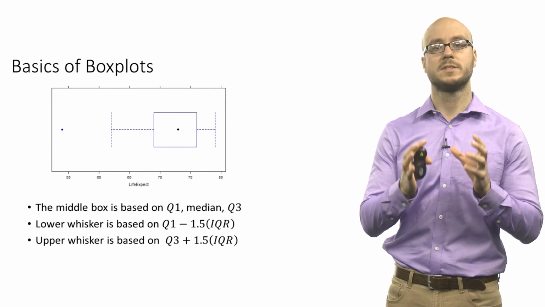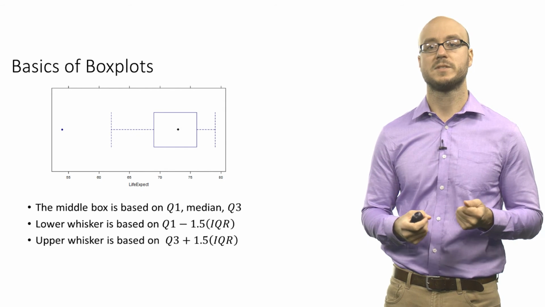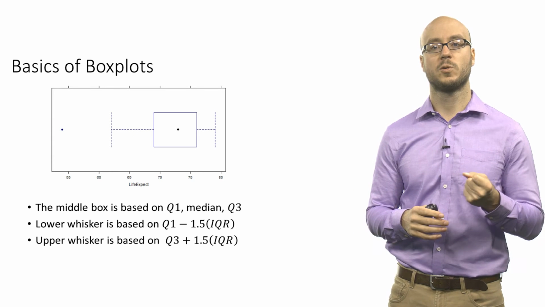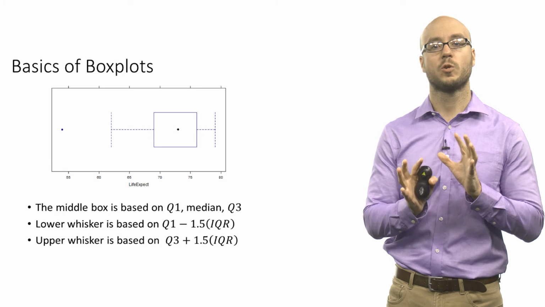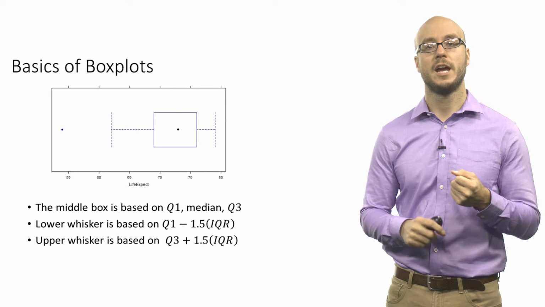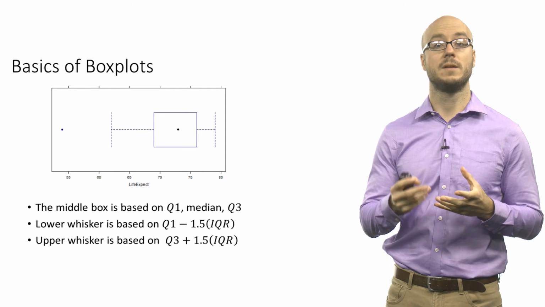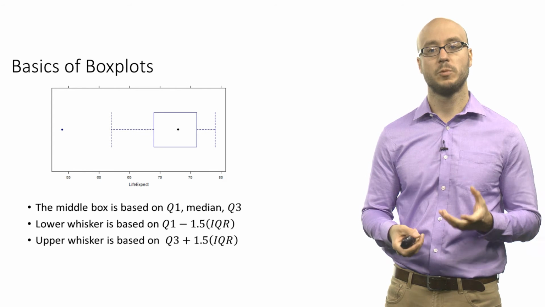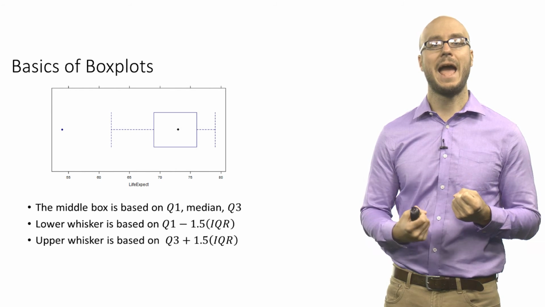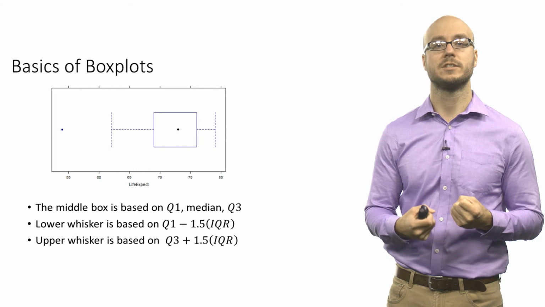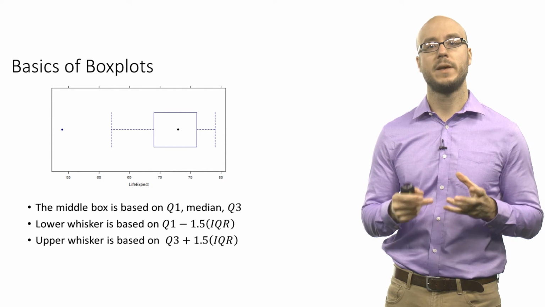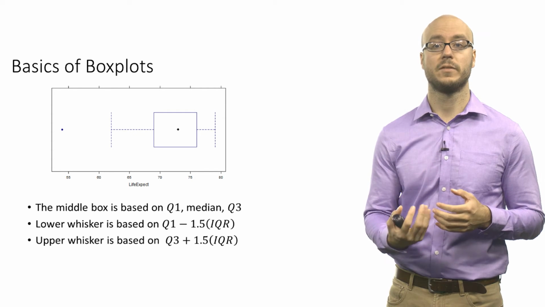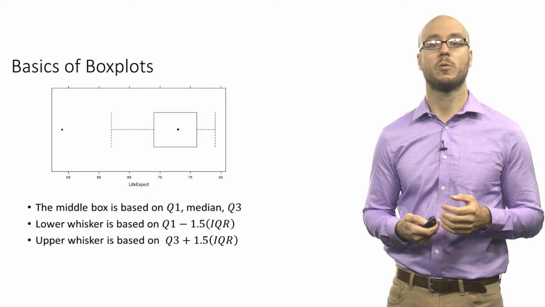The middle box in a box plot is based on the median, or the 50th percentile, and the first and third quartiles. The lower whisker is based on the first quartile as well as the interquartile range. You take the first quartile and subtract 1.5 times the interquartile range. The upper whisker is based on the third quartile as well as the interquartile range. You take the third quartile and add 1.5 times the interquartile range. So a box plot is really based on quartiles and the measures based on the quartiles, which are the median and the interquartile range.